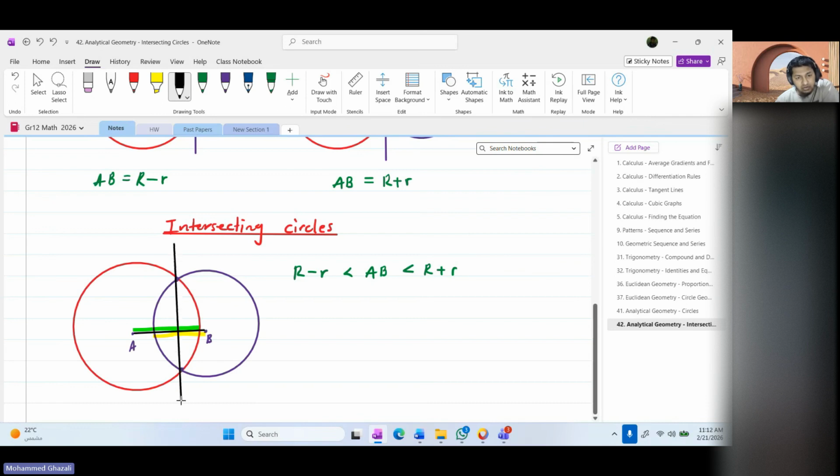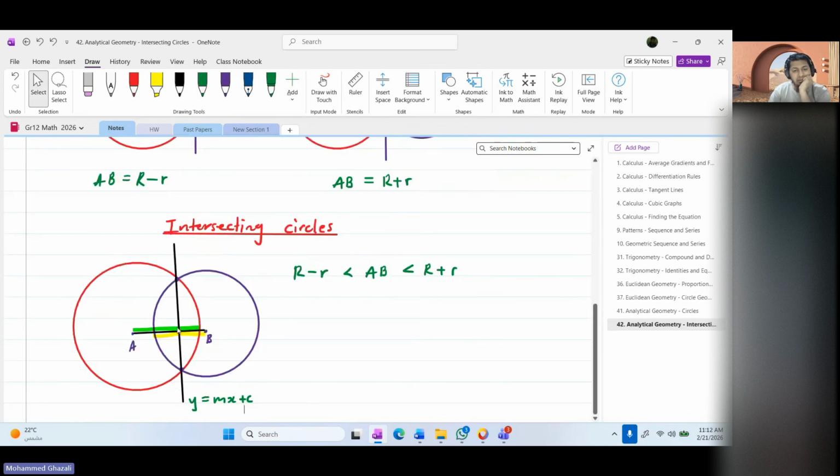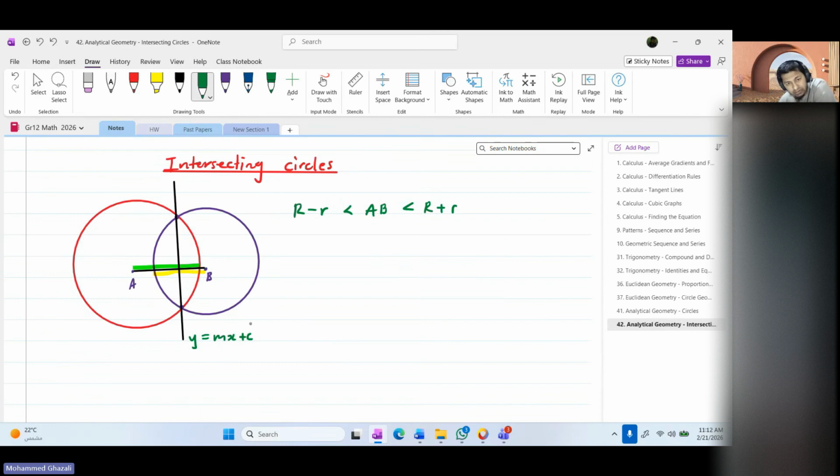Where's a common chord? We don't get a common tangent now. This is a chord. This chord is common to both the circles, and it has the equation y equals mx plus c, right? So what we get is a common chord. So remember in the first two we had common tangent, and over here we got a common chord. Equation of the common chord you only get in intersecting circles, and it intersects at 2 points.